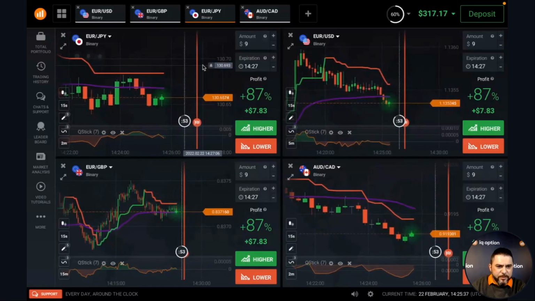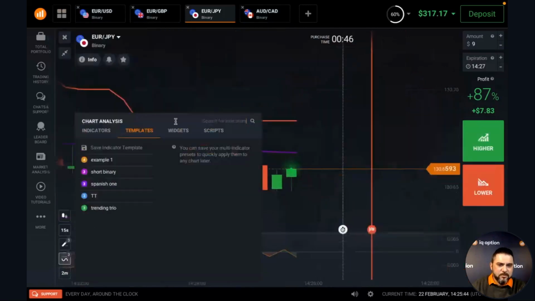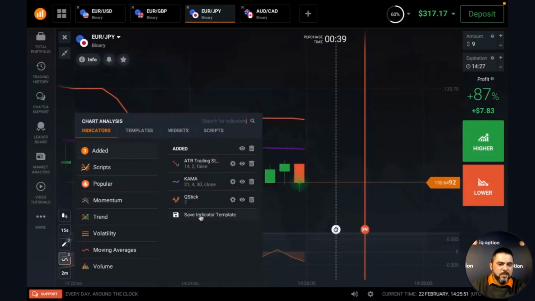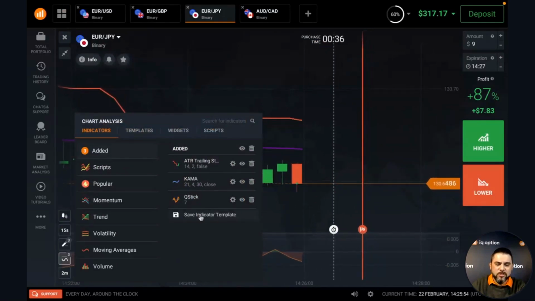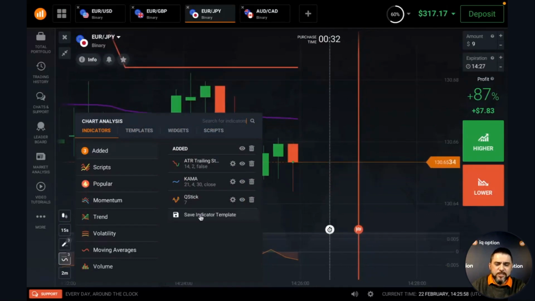How to set them in. Remember that one, guys. Where to find each indicator. Easy and simple. You just go to indicators and you find the ATR default, comma default, QStick. You're going to change it to 7. Then you're going to go to save template and you're going to save it into any name you want. You can name it a TT, triple trend, trending indicators.